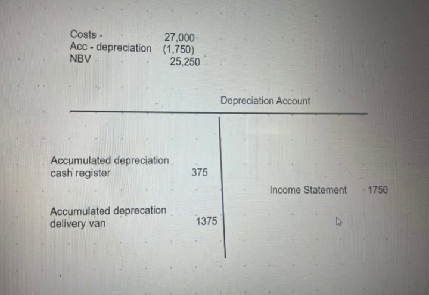If you wanted, you can do it separately for both the assets. Like you can make one cost account and one accumulated depreciation account for your delivery van, and likewise a separate one for your new cash register also. I would also like you to show the depreciation account over here. So for the depreciation account, what you have to do is that this is my depreciation account.